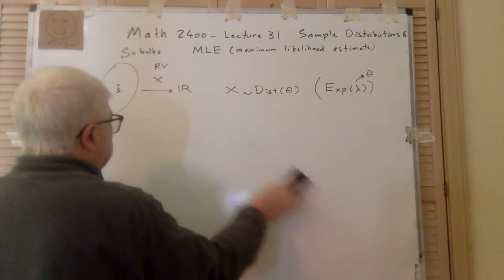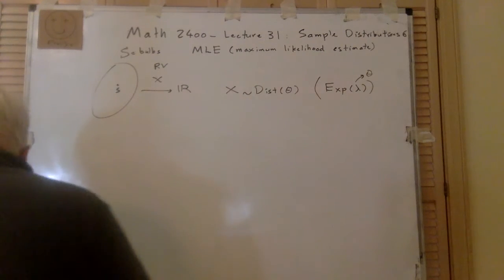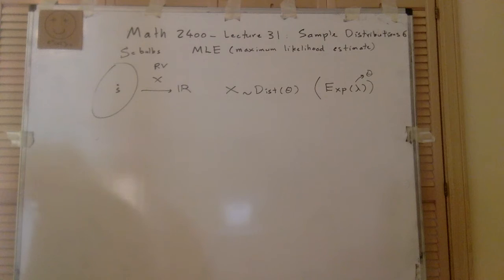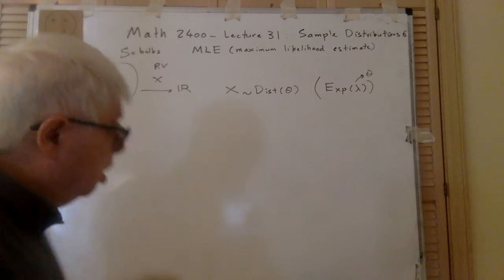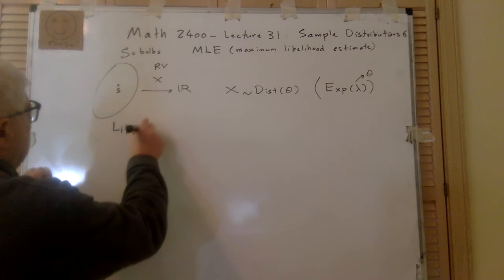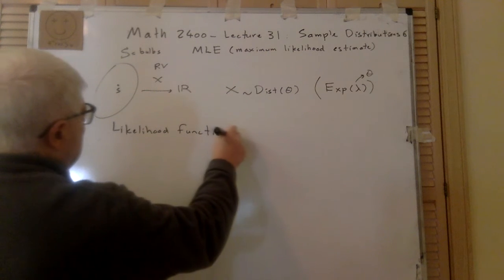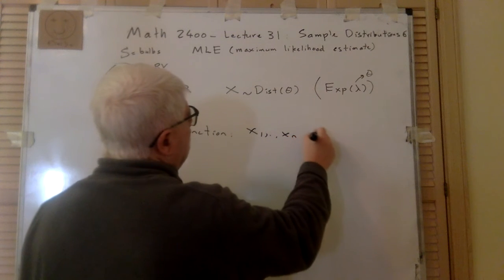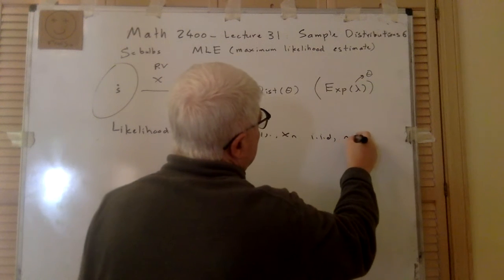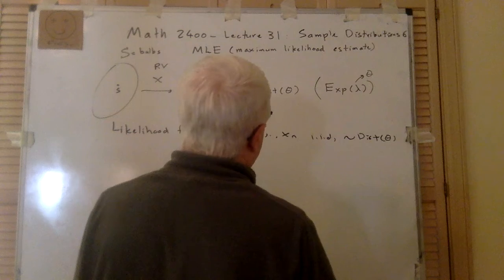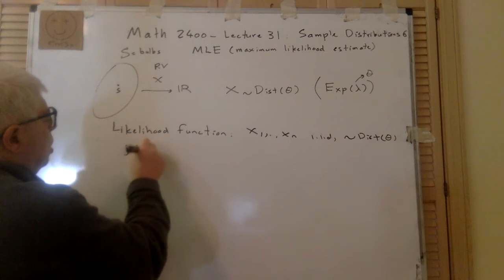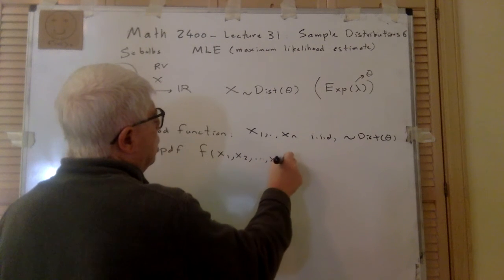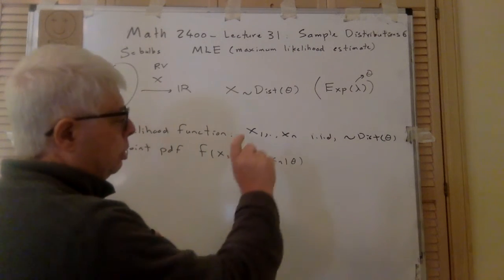We discussed a likelihood function. So if we have random variables x1 up to xn, and they are IID, and they have some distribution with some parameter theta, the joint PDF looks like this: f of x1, x2, up to xn given theta.